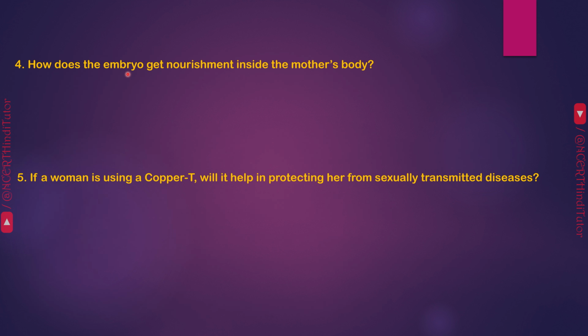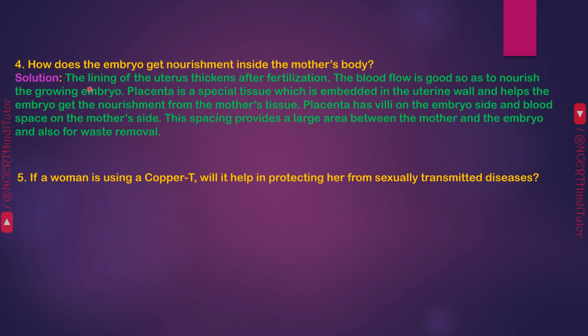Question 4. How does the embryo get nourishment inside the mother's body? Answer. The lining of the uterus thickens after fertilization. The blood flow is good so as to nourish the growing embryo. Placenta is a special tissue which is embedded in the uterine wall and helps the embryo get the nourishment from the mother's tissue. Placenta has villi on the embryo side and blood space on the mother's side. This spacing provides a large area between the mother and the embryo and also for waste removal.